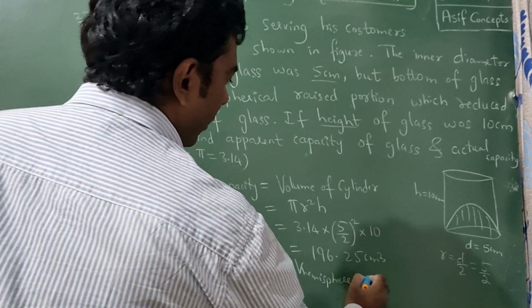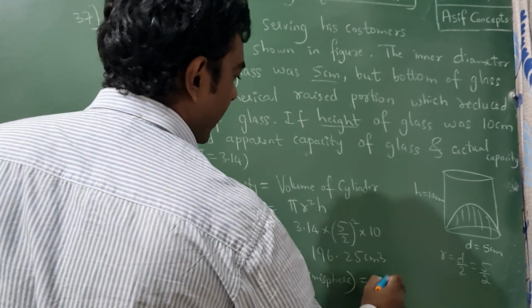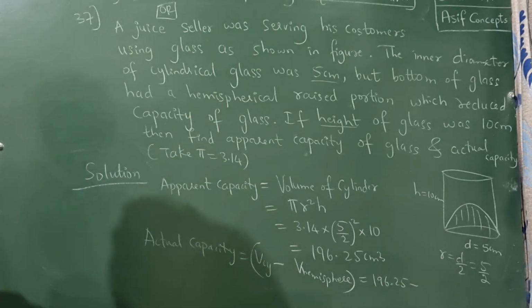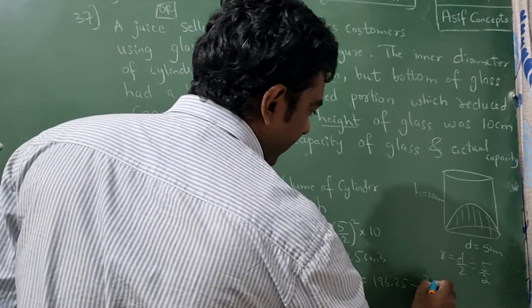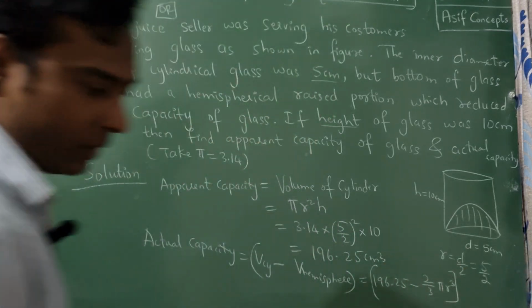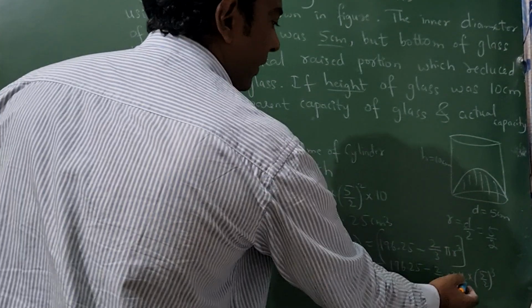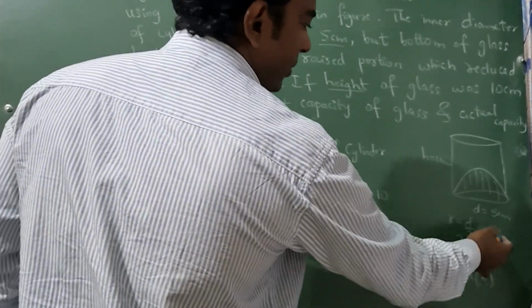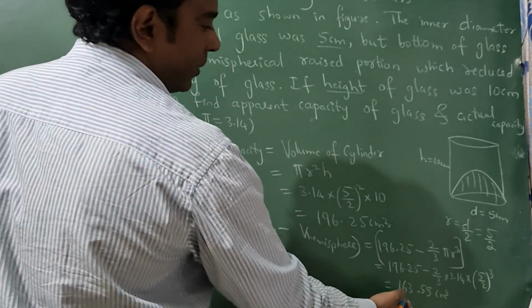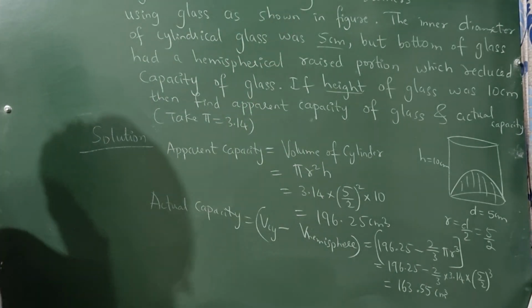Okay. Now, what is the answer for this? Volume of a cylinder, it is 196.25 minus volume of a hemisphere formula is 2 by 3 pi r cube. Now 2 by 3, pi value is 3.14 into r value is 5 by 2 cube. Now if you calculate this and if you subtract with this, you will get a 163.55 centimeter cube as a final answer.